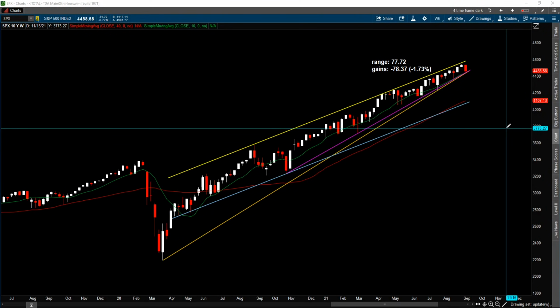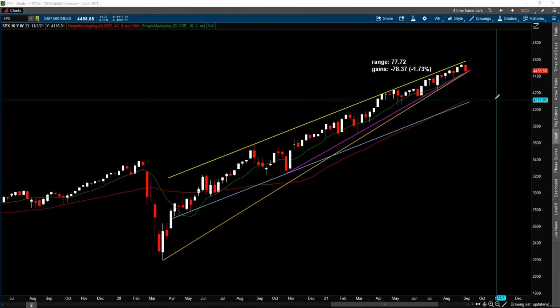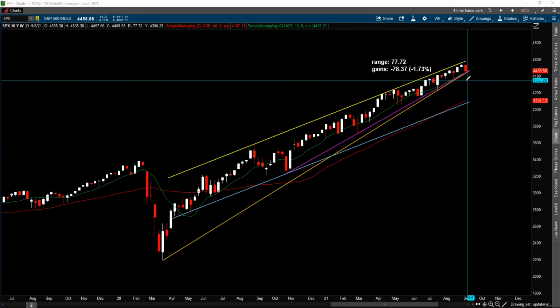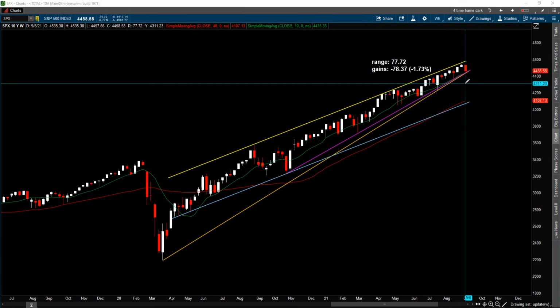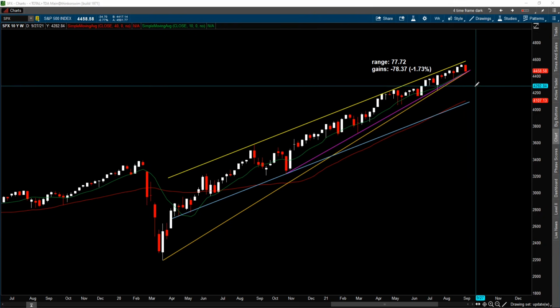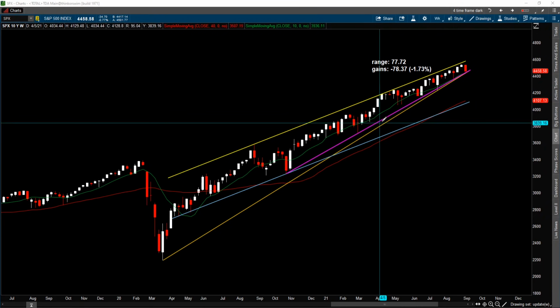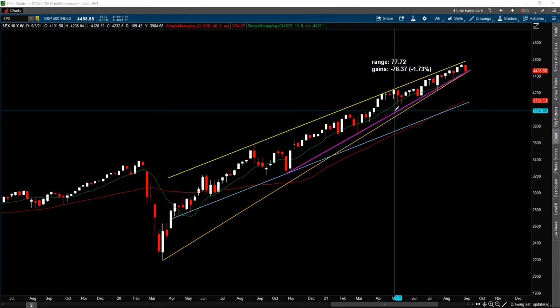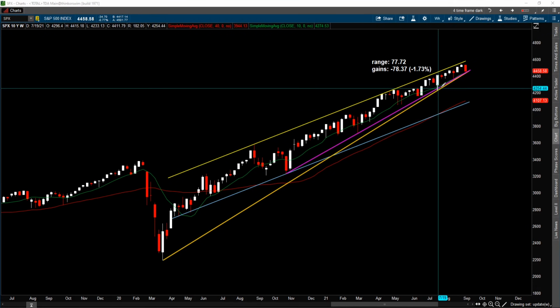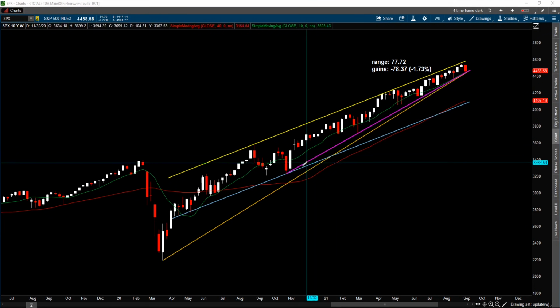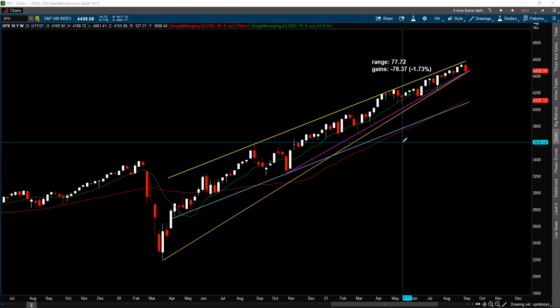Let's start looking at this weekly S&P 500 chart. As you can see, last week the range was 77.72, and it lost 78 points or so, essentially 1.73%. I also added another trend line here to connect as many of these pivot lows as possible. That's the reason why trend lines are very subjective. It depends on where you want to draw it, right?